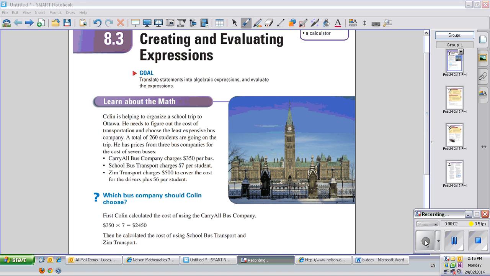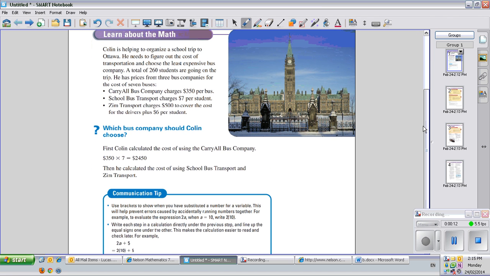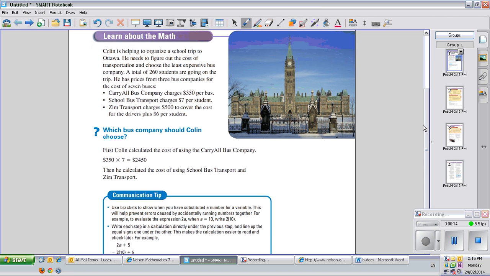Today we are doing 8.3, creating and evaluating expressions. Once again, we are creating algebraic expressions, this time from word problems. So if we look at our problem, it says Colin is helping to organize a school trip to Ottawa. He needs to figure out the cost of transportation and choose the least expensive bus company.